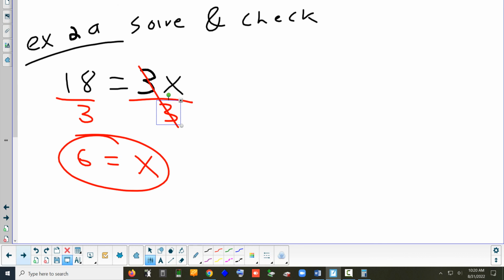And Micah, am I done this problem? No, because I didn't do everything they asked me to do. What didn't I do? You didn't replace x with 6. Right, we didn't replace x with 6. We didn't check it. So 18, this is to check it.